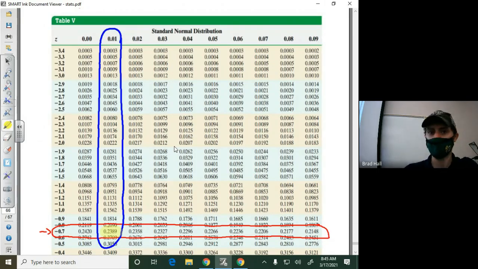So that's how you use this table. When you're given the z-score, you have to break it down by the ones place, the tenths place, and then separately the hundredths place. Is that pretty straightforward so far?